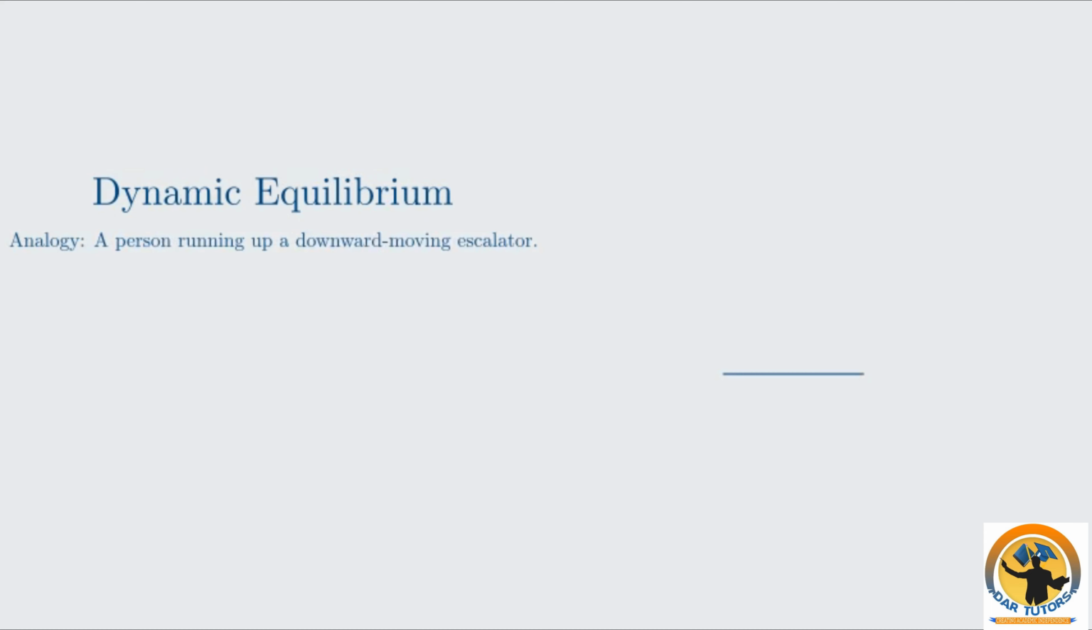So, what defines this equilibrium state? A common misconception is that all reactions have stopped. This is incorrect. Equilibrium is a dynamic state, not a static one. To illustrate this, think of an analogy. Imagine a person running up a downward-moving escalator. If the person runs up at the exact same speed that the escalator moves down, they will stay in the same place. They appear to be static, but they are in constant motion. This is exactly what dynamic equilibrium is.